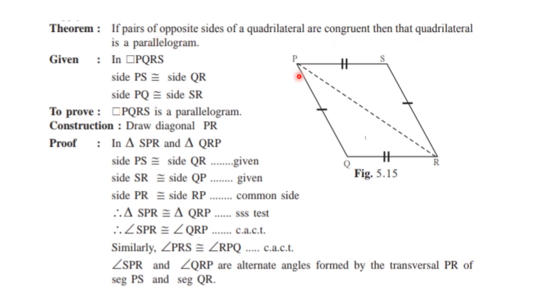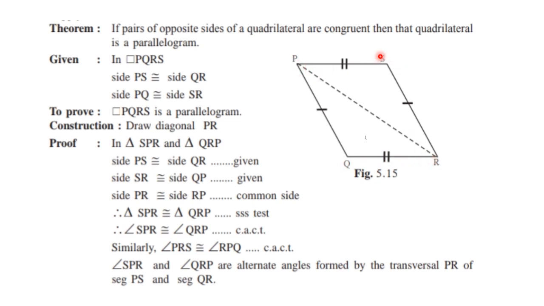Given: in quadrilateral PQRS, side PS is congruent to side QR, and side PQ is congruent to side SR. We need to prove that quadrilateral PQRS is a parallelogram. So the construction is to draw diagonal PR. Now we get two triangles, triangle SPR and triangle QRP.